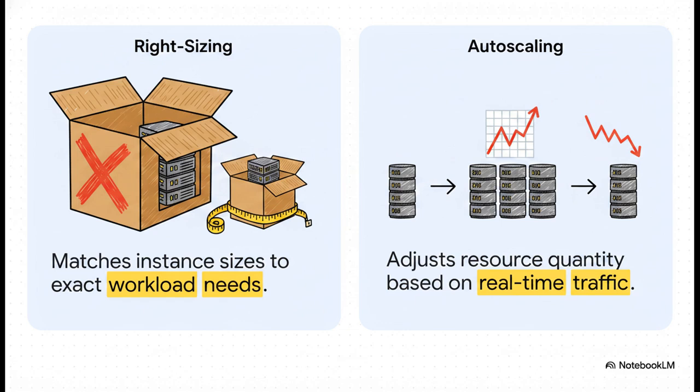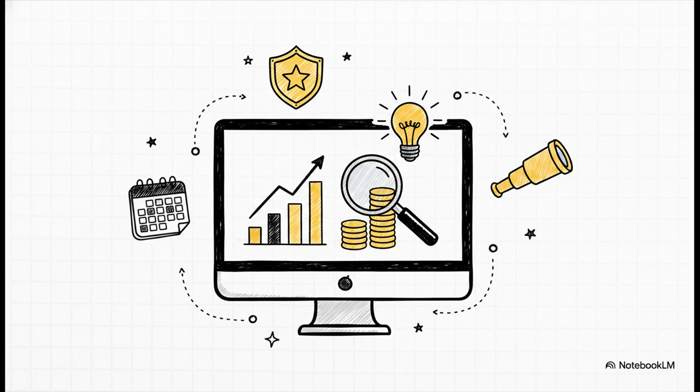Auto-scaling, though, works dynamically. It automatically adds more servers during high traffic periods, and, even more importantly, it removes them when traffic drops back down. Using both of these techniques together prevents you from paying for over-provisioned idle resources. To manage all this effectively, providers offer some pretty incredible dashboard tools. Take AWS Cost Explorer, for example.